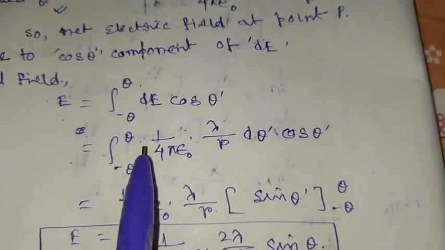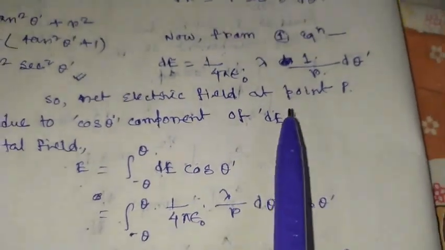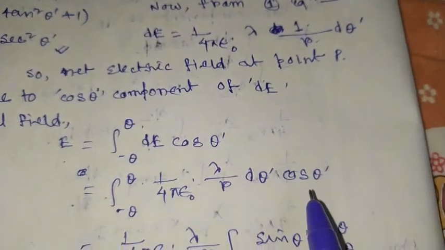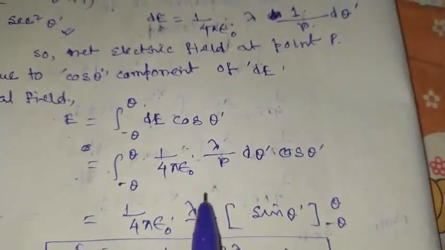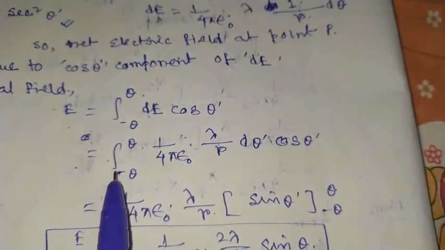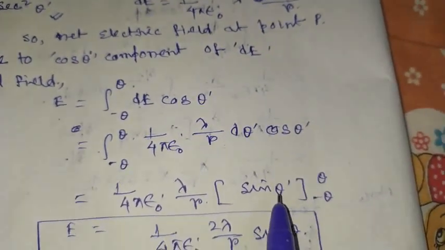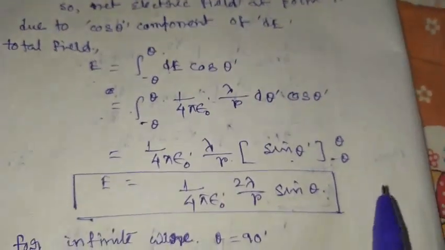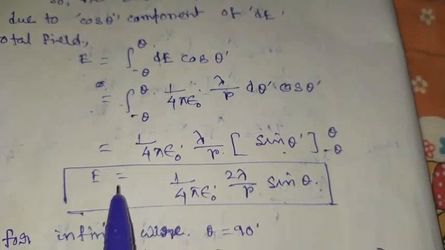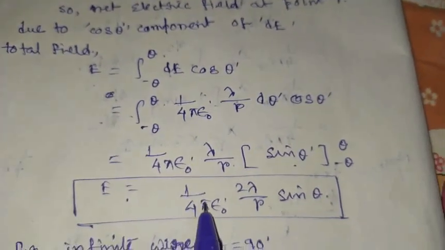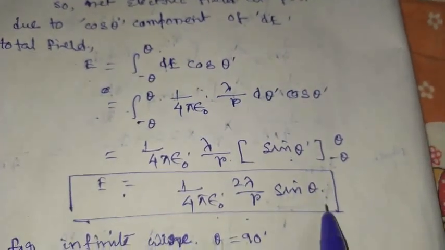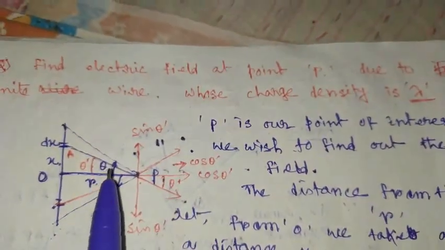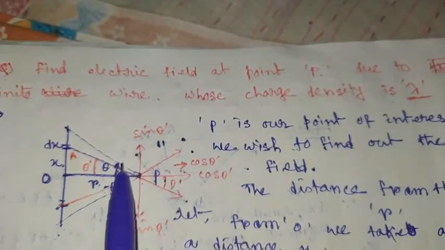So from minus theta to plus theta, 1 by 4 pi epsilon naught lambda by r d theta prime and cos theta prime. We can take the constants outside of the integral sign, and the integration of cos theta prime is sin theta prime, with limits minus theta to plus theta. After putting this relation, E can be written in this form: 1 by 4 pi epsilon naught 2 lambda by r sin theta, where theta you can see is this angle.